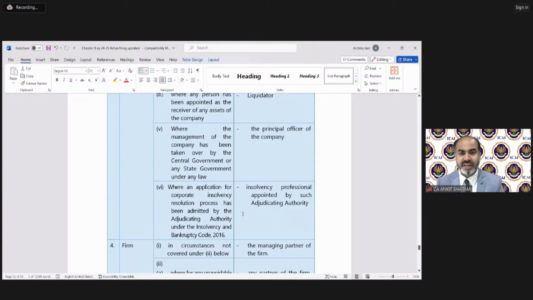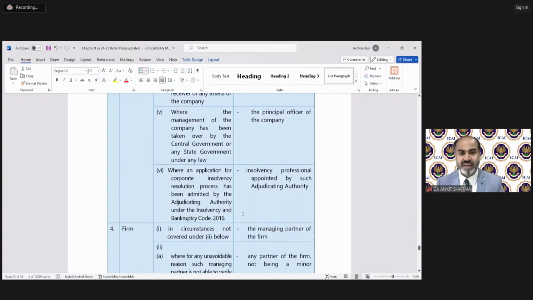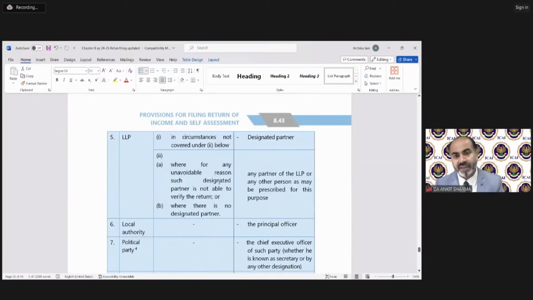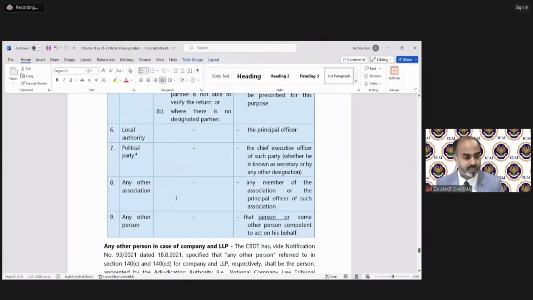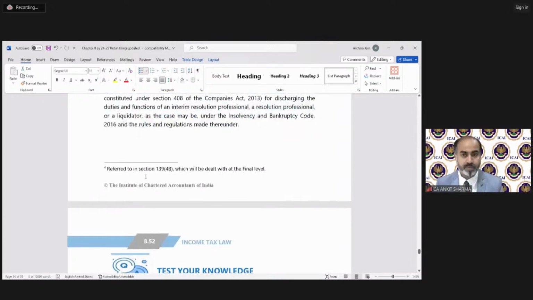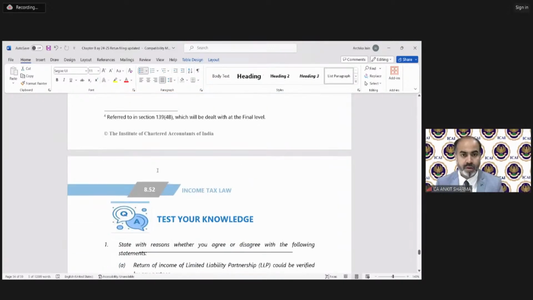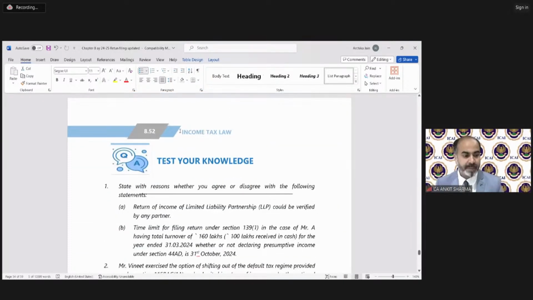These are the test your knowledge questions that I wanted to discuss with you. State with reason whether you agree or disagree with the following statement: return of income of an LLP could be verified by any other partner. The designated partner needs to validate the return.